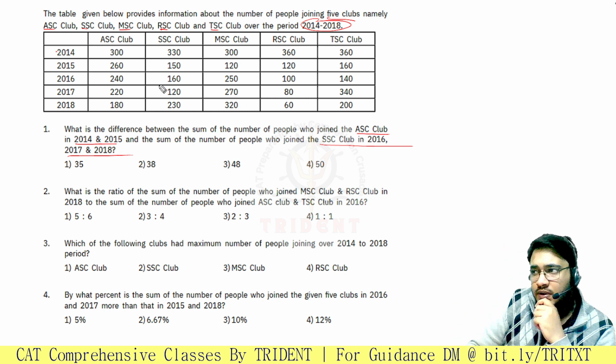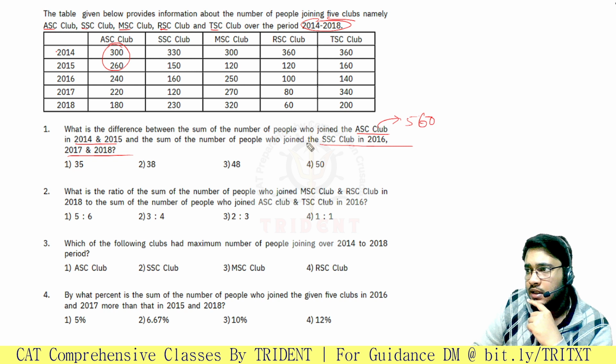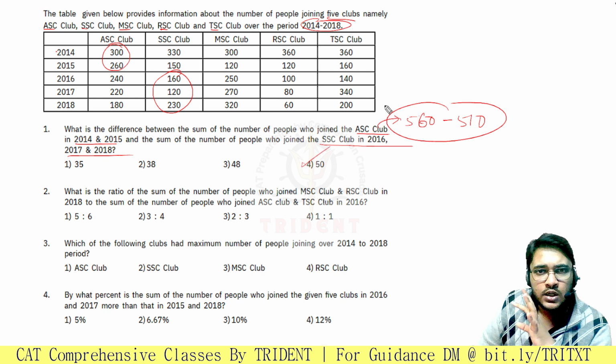For example, because we are looking at the ASC club for 14 and 15, we'll just be looking at this data. Ideally, I should have highlighted it, but this is the data that you will be looking at. So for this, it is 560. The next part, SSC club 16, 17, 18. This is the data: 2, 3, 4, 400. This is 80 and 510. Now, simply, the difference comes out to be 560 minus 510, which is 50. So if you are very comfortable looking at these things, you can calculate them very easily.